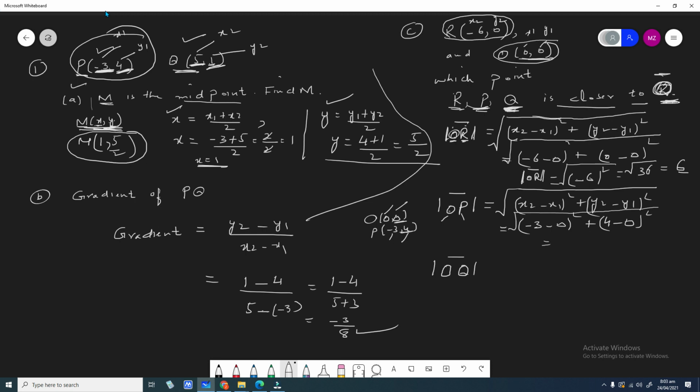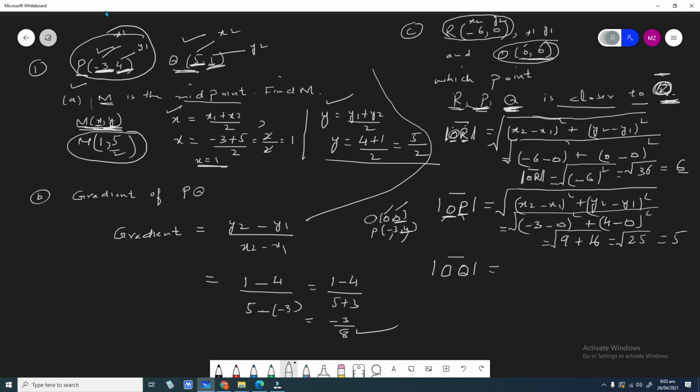So minus 3 minus 0 is minus 3, and minus 3 whole square is 9, plus 4 minus 0 is 4, and whole square, this will become 16, under root. This will become 9 plus 16, which is 25 under root, and the square root of 25 is 5. So the distance between O and P, which is denoted by OP, is 5.